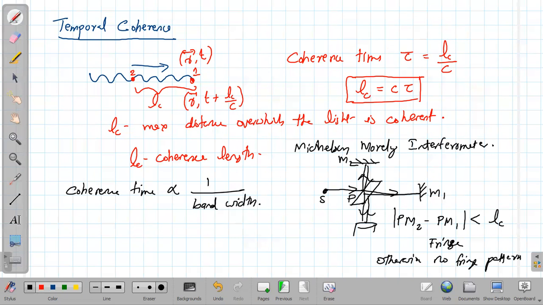So therefore, the coherence time is equal to 1 by delta nu. Now we know that c is nu into lambda. So if you take the derivative, delta c would be 0. So nu into delta lambda plus lambda into delta nu would be 0. So delta nu would be equal to nu into delta lambda by lambda. So that we can substitute over here.